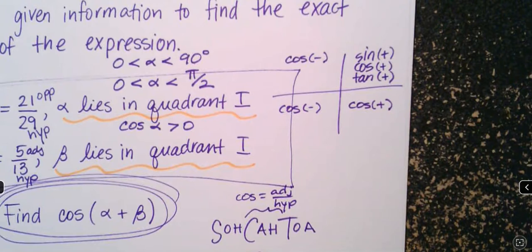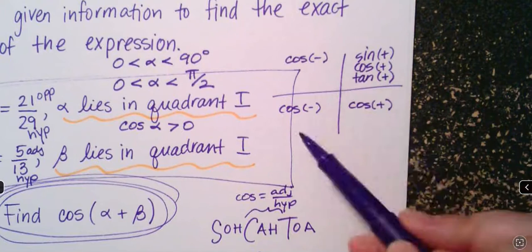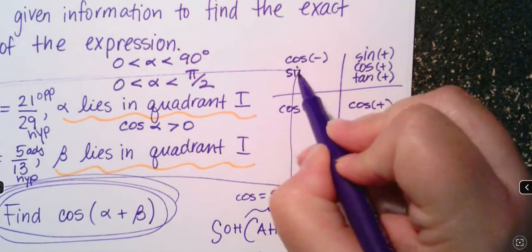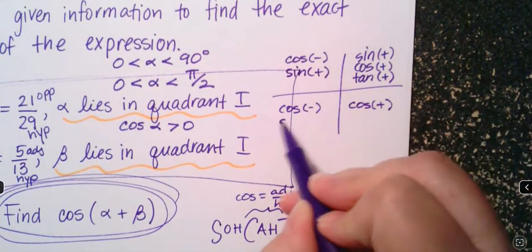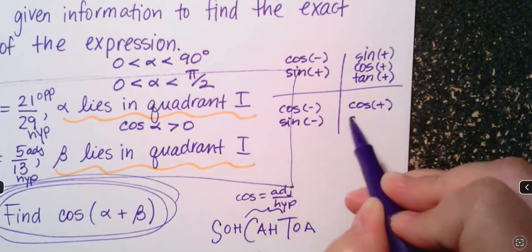What about sine? Sine is like your y-coordinate. Y-coordinates are positive on top and negative in the bottom. So the sine would be positive here, and the sine would be negative down here.